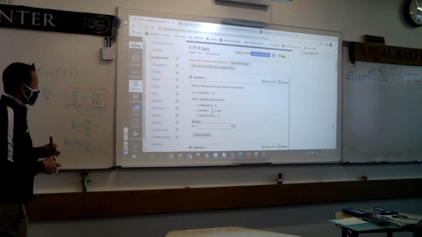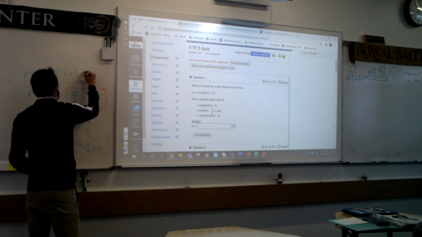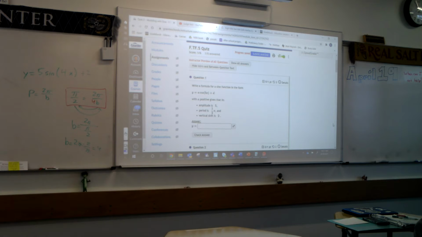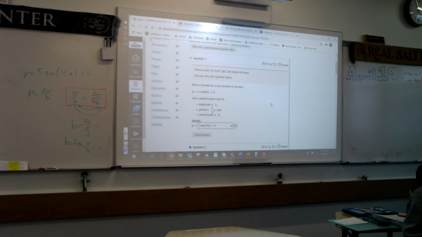And then lastly, if I have a vertical shift of 2, what do I just put at the end here? Add 2. So what I'm going to do is type that in and see if that gives us full points. I've got y equals 5 sine 4x plus 2. It says incorrect. Well, let's check. Uh-oh, it doesn't like something there.